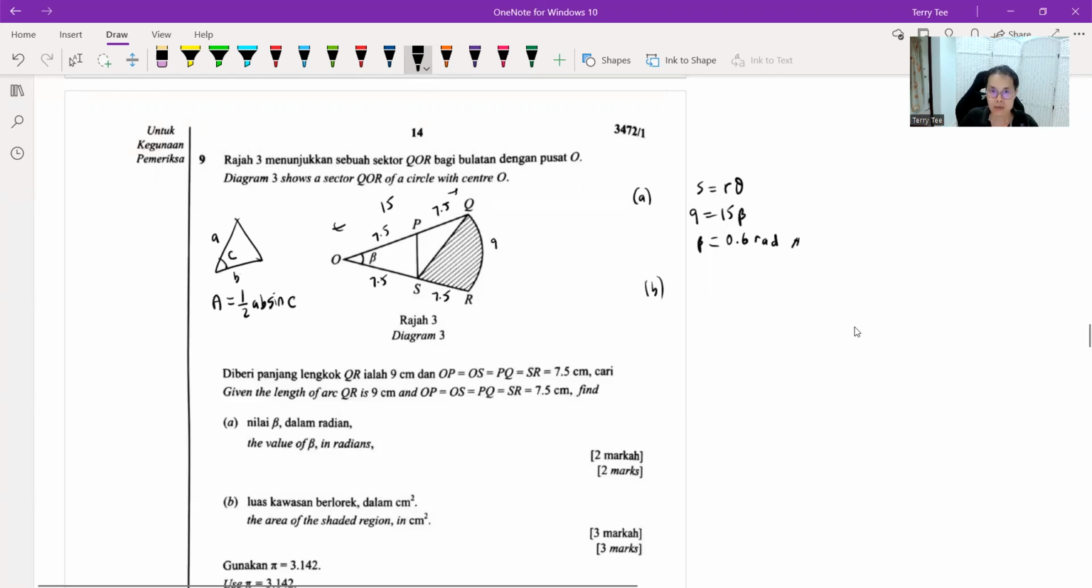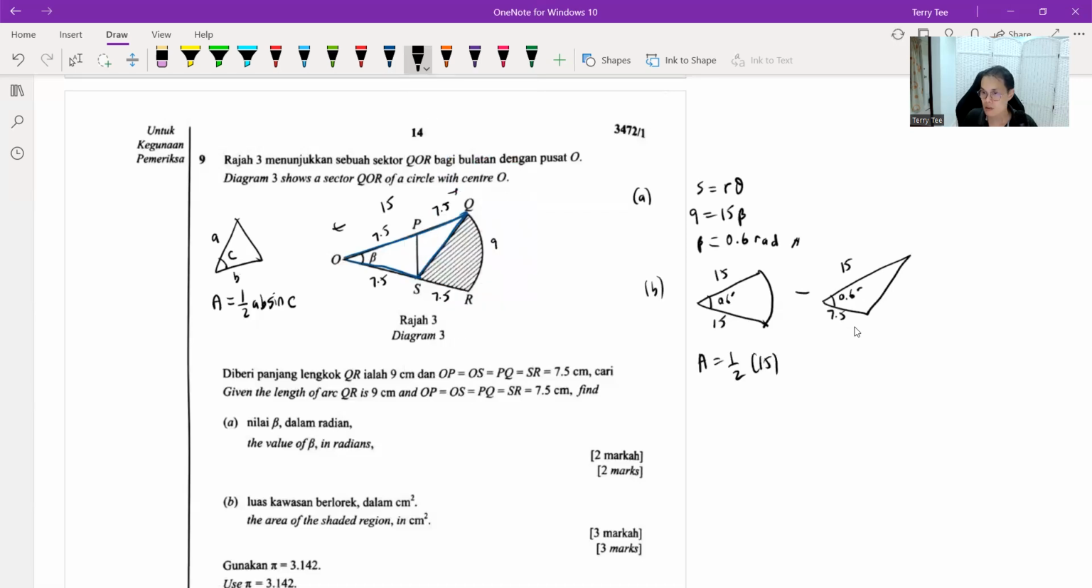Now, look at the triangle that you have here. This triangle has lengths of 15, 15, and we know the angle in between is beta. You're finding the area of the shaded region. So you're taking this sector, you're subtracting this triangle, right? Where this is 15, this is 15, and this is 7.5. And the angle beta is 0.6 radian. So this is 15, 15, 0.6. Yeah. Okay, so we're going to use half r squared theta to find the area of the sector. Your radius is 15. You square it, your theta is 0.6.